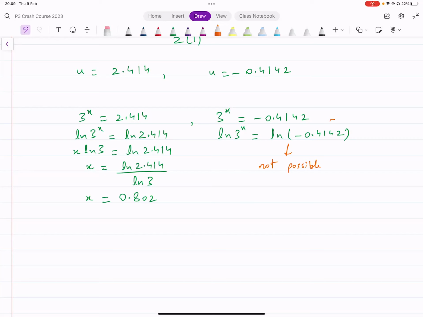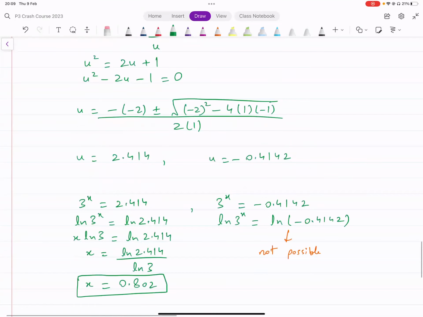Now you could either show it like this if you wanted, or you should actually just know if you have any positive number, no matter what power of that number you take, you can never end up getting a negative result. That's not possible. Okay, so you would not get anything from this. If you don't remember that, just try taking log. You'll realize that this turns out to be a math error on your calculator. It's not going to work. So the solution for this would be x equals 0.802. That's the answer that you get from this.